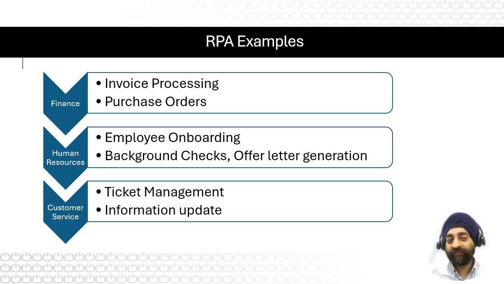Suppose you have sent an email. In the email, you have mentioned the query. Now RPA will pick up that email, auto categorize it, and then auto route it. So basically, it will route to the right team. So that way you will receive the resolution quickly.